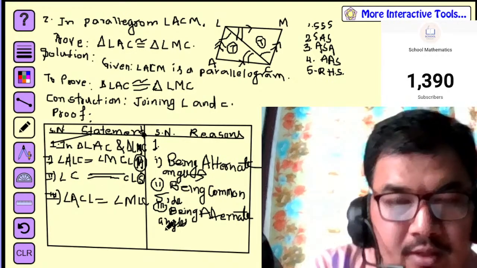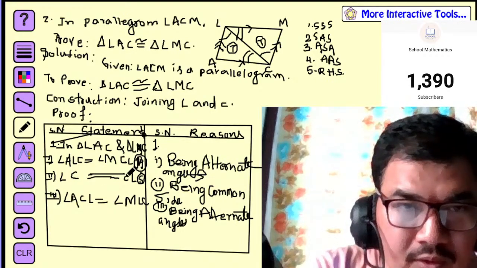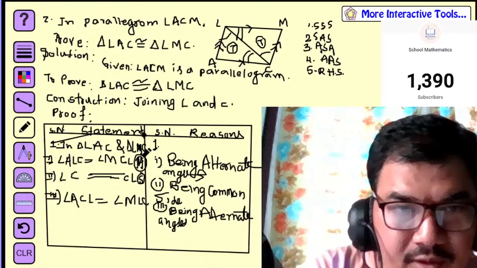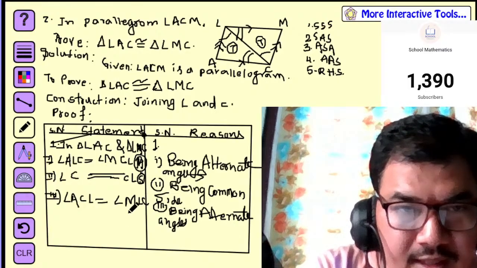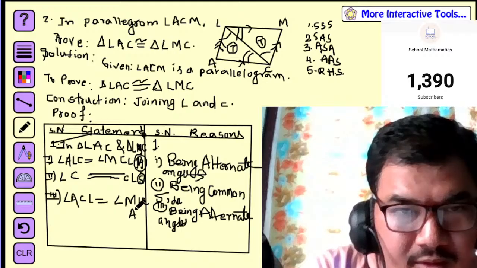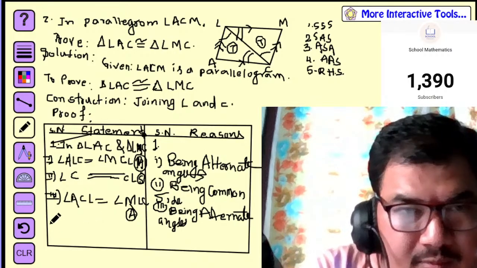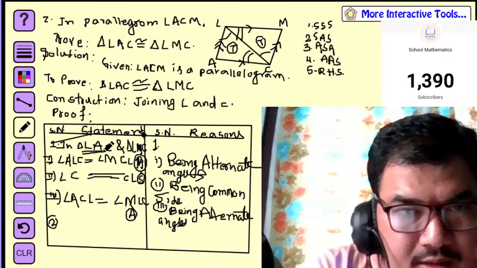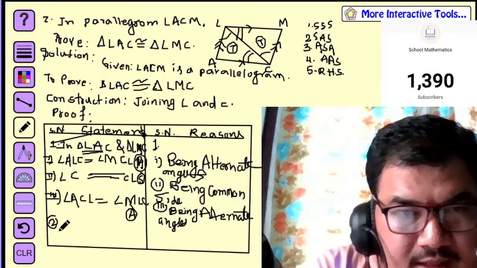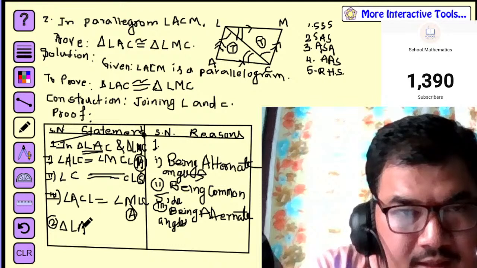Now look, which criterion has been followed here? First one is angle, then side, then angle again. That means they are congruent by which criterion? Then number two, which triangle had we taken here? The first triangle was here. That is triangle LAC, right?